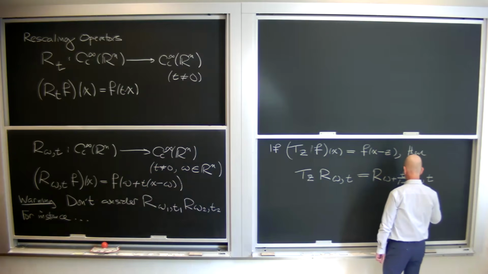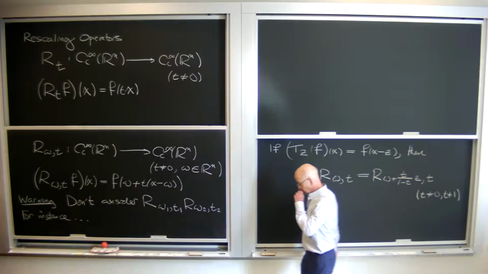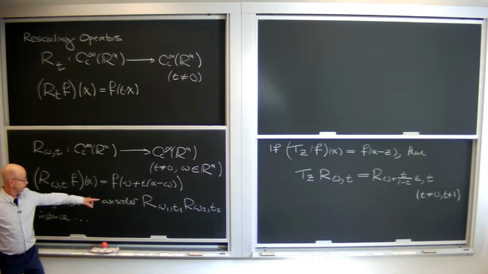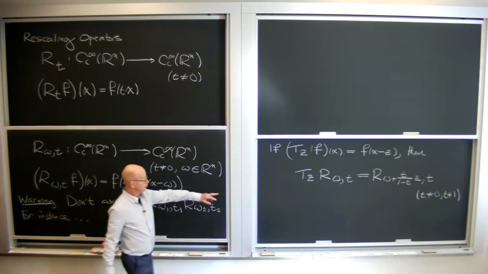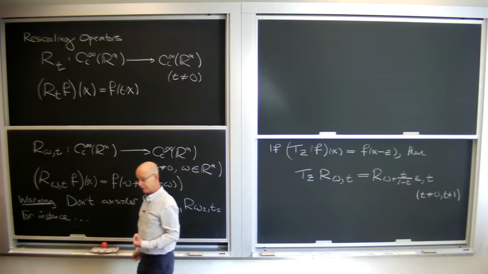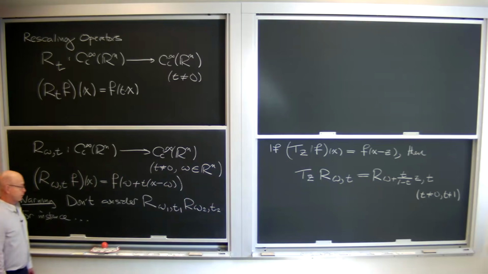Of course, this will work if t is not 0 and also t is not 1. So what it means is that these rescaling operators aren't closed under composition. You could easily move one of the r omegas over because the inverse of r omega t is just r omega comma 1 over t. So there you go. What does this say?